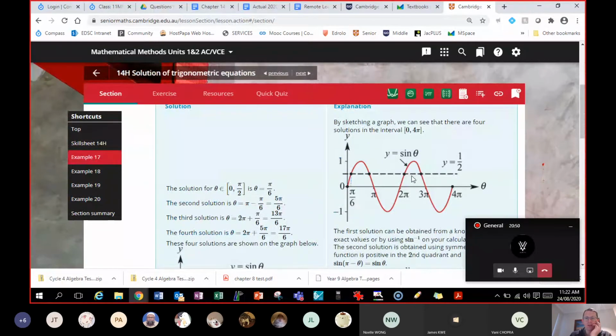When we sketch it, we can also see that there's 4. If you think of the graph of that, you can see there's going to be 4 intercepts for that there.